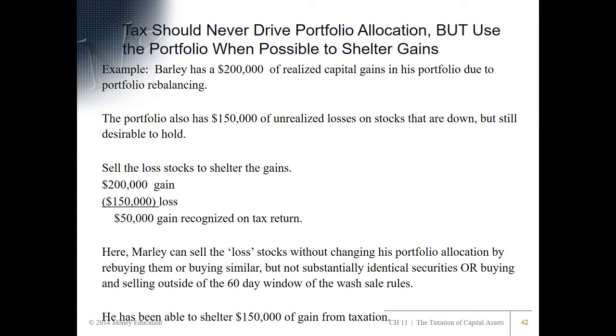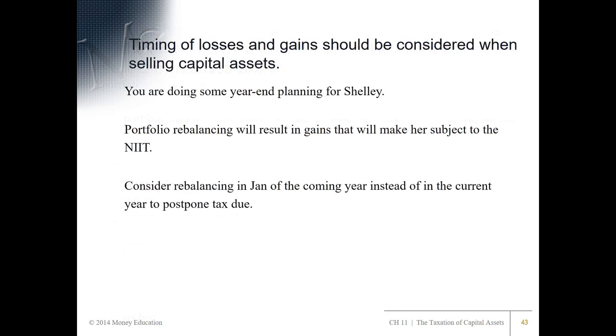Now here, Marley can sell the loss stocks without changing his portfolio allocation. He can, by rebuying them or buying similar but not substantially identical securities, or he can buy and sell outside of that 60-day window of the wash sale rules. So again, he's been able to shelter $150,000 of gain from taxation by using those gains and losses in his portfolio without changing his portfolio allocation.